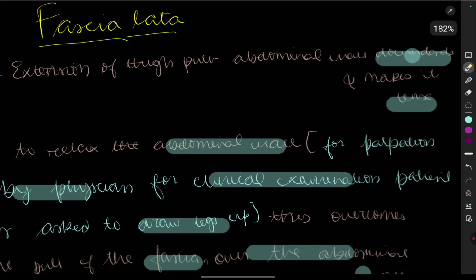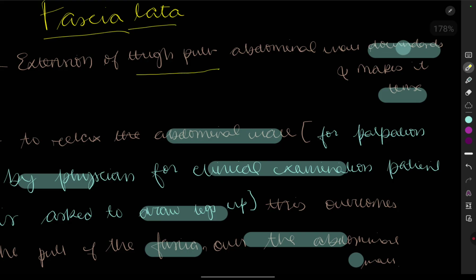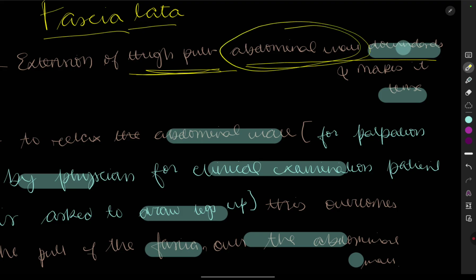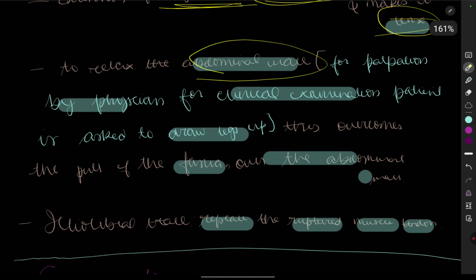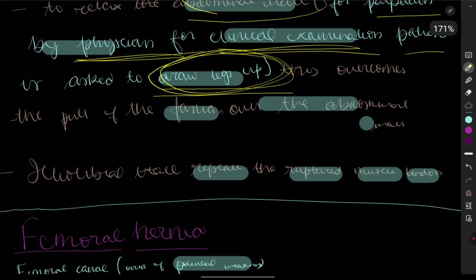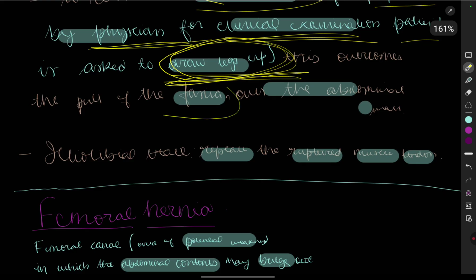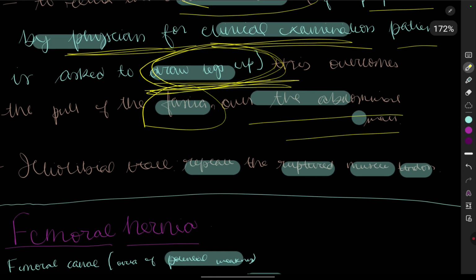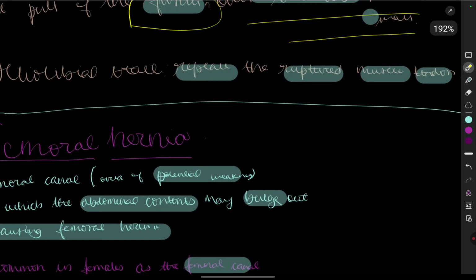Now we are going to see the fascia lata, the clinical anatomy of this. It is the extension of the thigh. Extension of the thigh pulls the abdominal wall downward, right? See, when you extend your thigh, the abdominal wall muscles or contents will be pulled downward and become tense. To release the abdominal wall, the patient draws his legs close to his body. Why? Because the physician wants to do clinical examination for palpation and all. So this helps the fascia move upwards and makes it easy for the physician to do palpations. So this is the clinical anatomy.